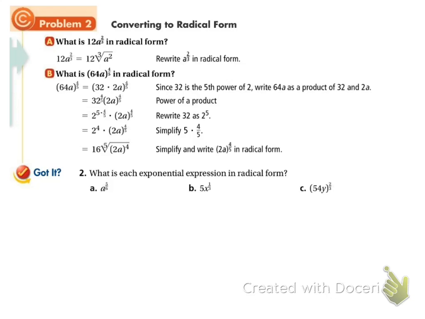Okay, so we're going to rewrite these in radical form. Radical just means that you're using the roots. So our first one here, a to the 5/6. The bottom number is your root. The top number is your exponent. So this turns into the 6th root of a to the 5th. You could also write this as the 6th root of a, and the whole thing to the 5th.